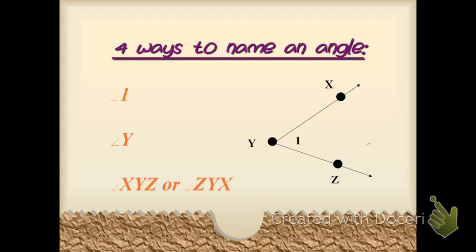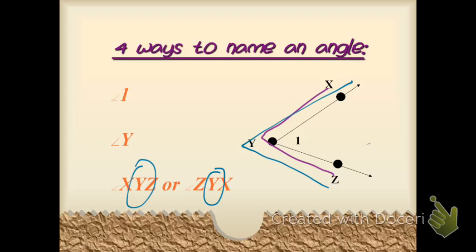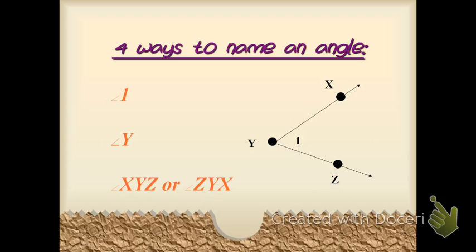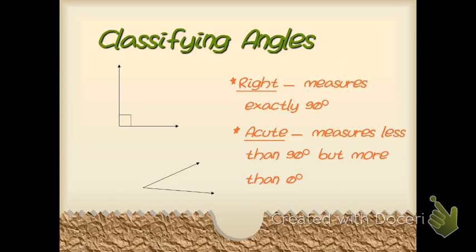So, we can call this angle 1. We can call it angle Y. We could call it angle XYZ, which means we're talking about X, Y to Z. Or, we can call it angle ZYX. So if you notice, what is Y? That middle letter. It's the vertex. Very good. That's up to you. I'm not going to stay on here very long, though.